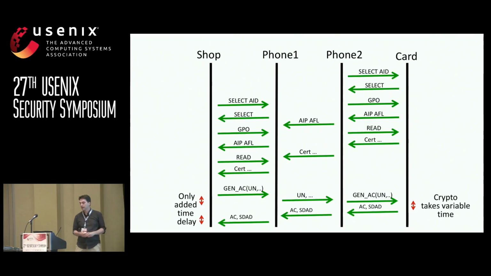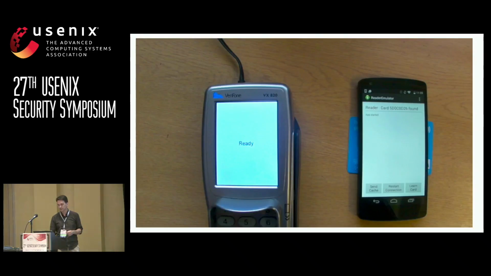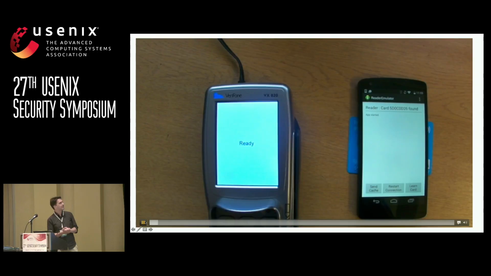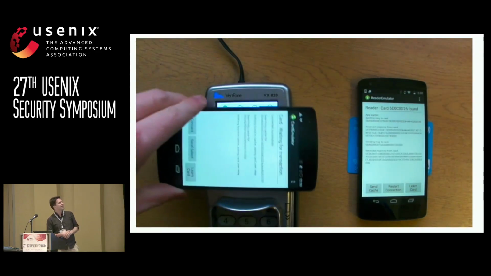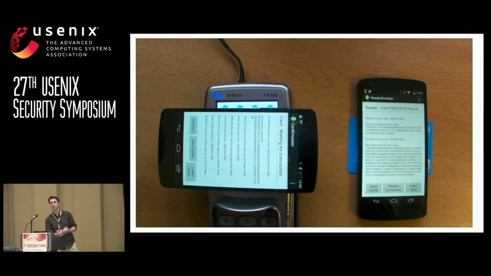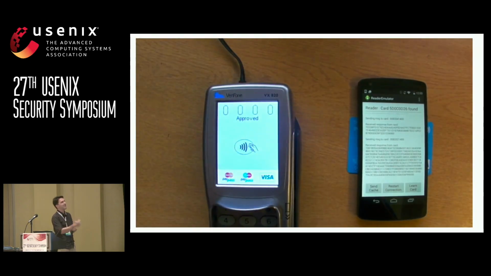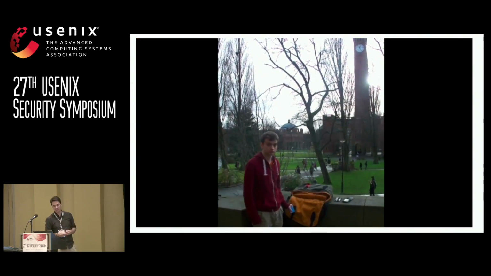Even worse, the one step you relay requires the card to do a lot of crypto, which takes a very variable amount of time. It's very hard to predict how long a smart card will take to do crypto, so easy to relay. This is some experiments we've done. And proof of concept, there's a bank card under that phone. We can relay it to this terminal, no problems whatsoever, because the variability in the time it takes to do the crypto is bigger than the relay time.